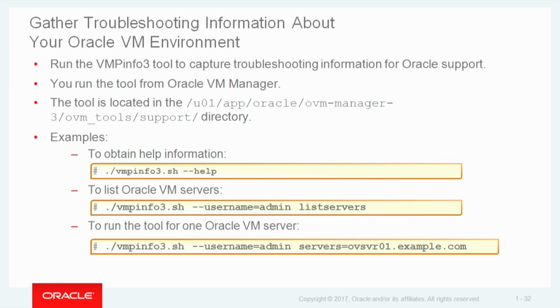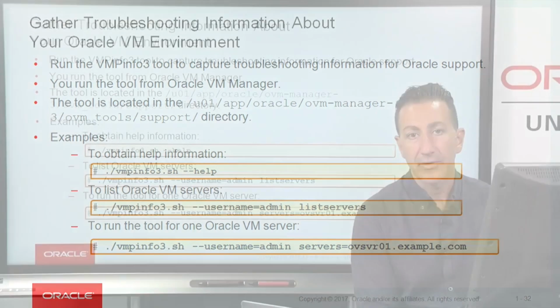This tool executes additional tools, for example sosreport and many others. It gets debugging information at the operating system level, and not only for the manager: it connects with the different servers and also obtains this information per server and for the virtual machines. So this tool is located in this directory, /u01/app/oracle/ovm-manager-3/ovm_tools/support directory.